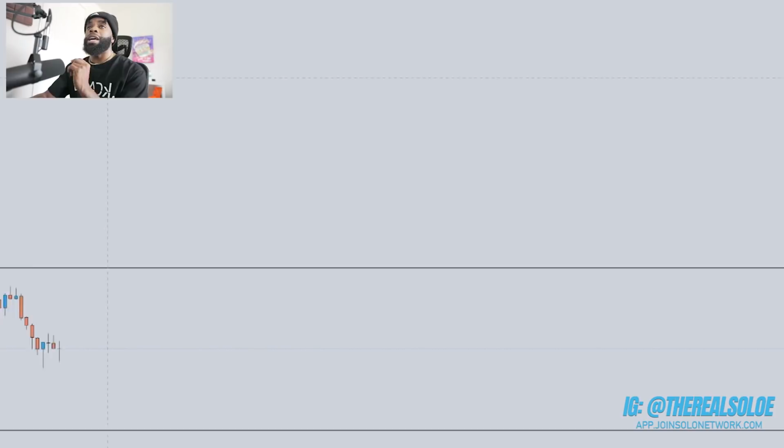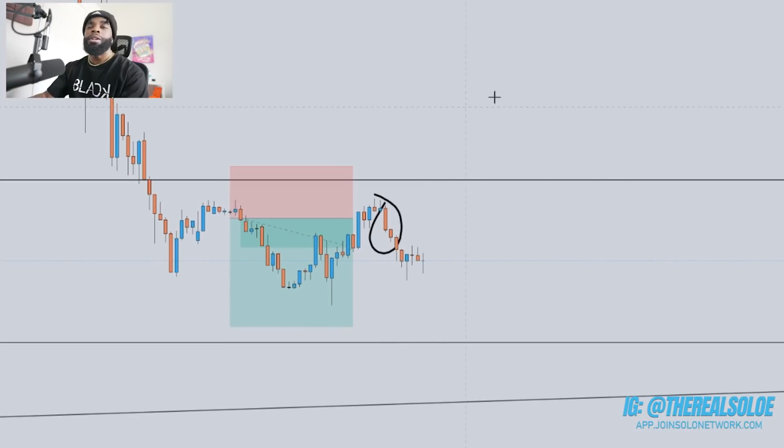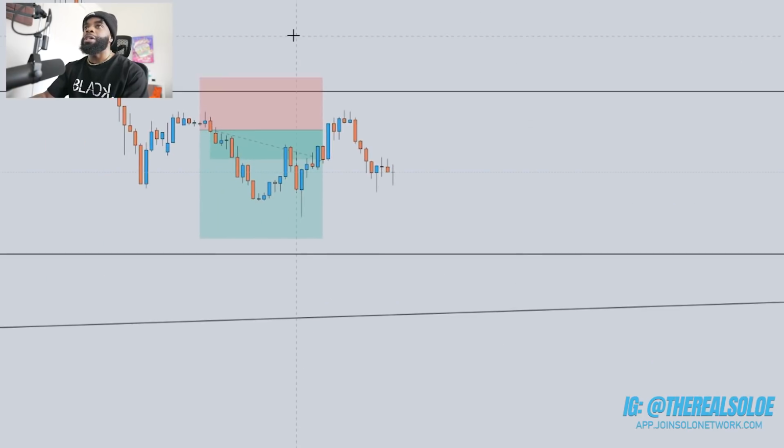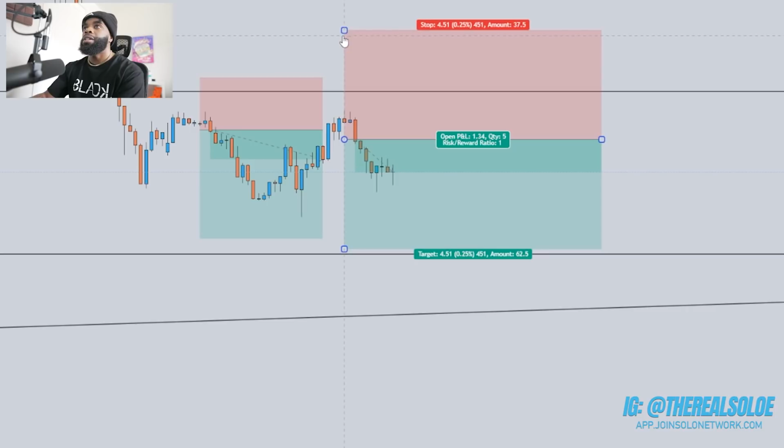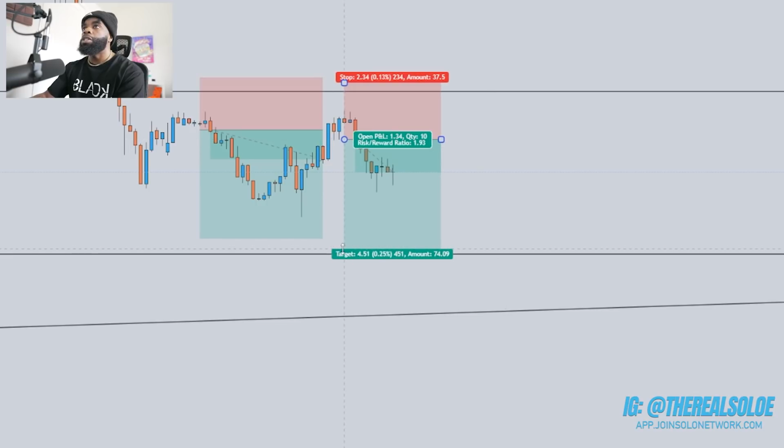Let's see. Another thing, actually, we got another entry, which is here. We got another engulfing candle. So what I am going to do is enter in another trade for another 1 to 2. So we're going to do another short position here. Stop loss a couple pips out from there. And then we're just going to do a simple 1 to 2 trade.